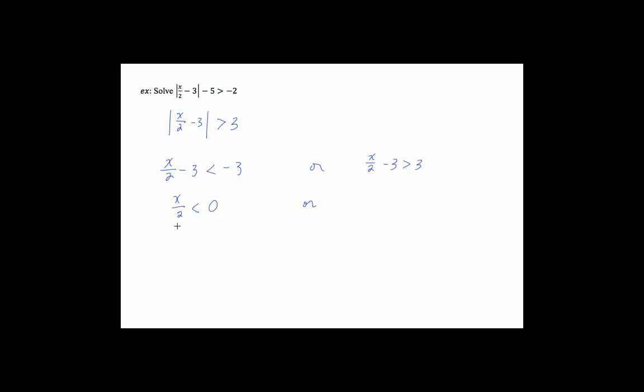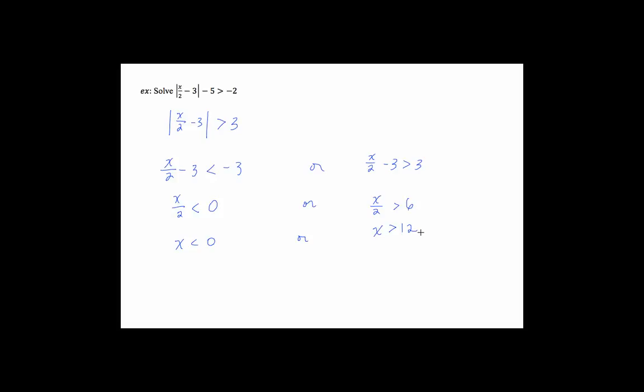Well, let's keep going on this one. Multiplying both sides by 2 gives x is less than 0. Or adding 3 to both sides gives us x over 2 is greater than 6. So multiplying both sides by 2, x is greater than 12. So either x is less than 0 or greater than 12.